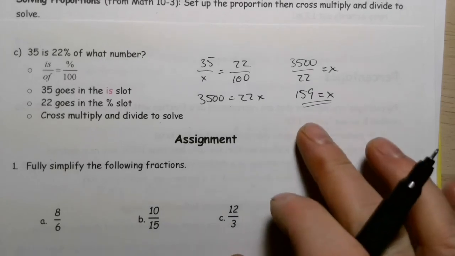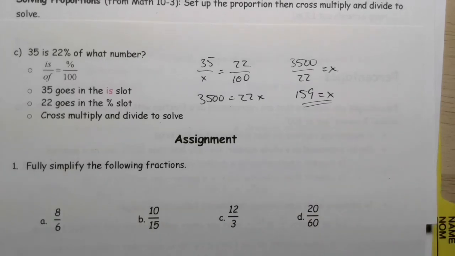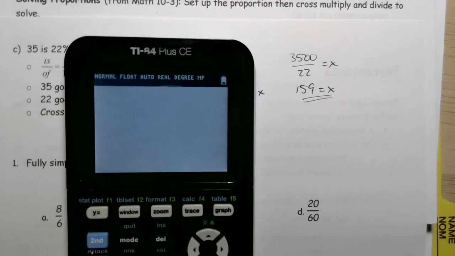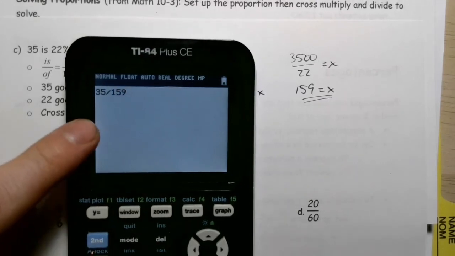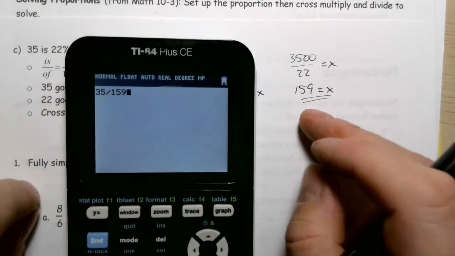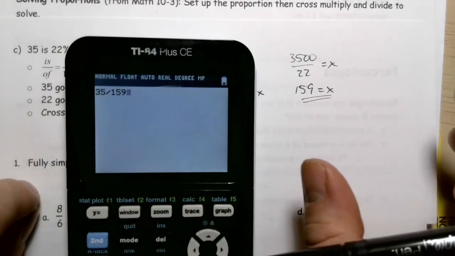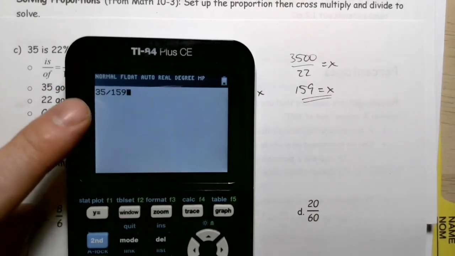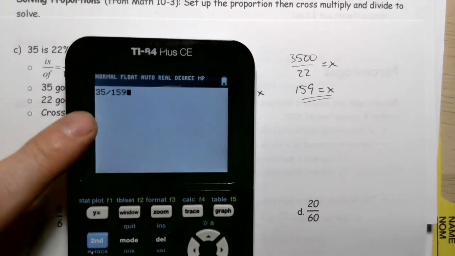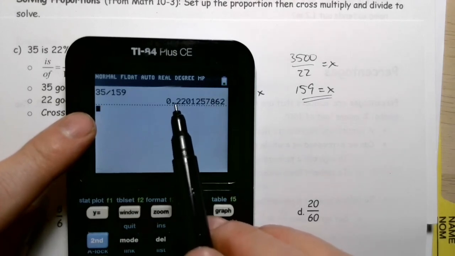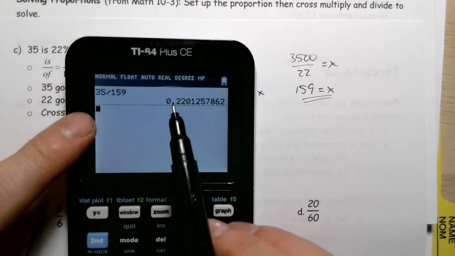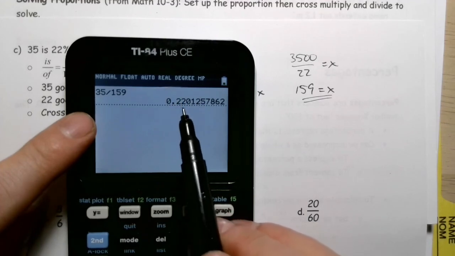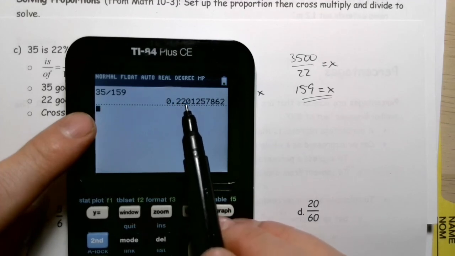35 over 159 should equal 22% or 0.22. Now let's take a quick look. 35 divided by 159. Now, when I grabbed that 159, there were some decimal places back there, but they were back a little bit. So I'm assuming this isn't going to be perfectly 22%, but it should be really close. And yeah, look at that, 0.22. So remember, this is the decimal form. If I want to convert that to a percentage, I simply move that decimal 2 places to the right. And so that's that 22%.